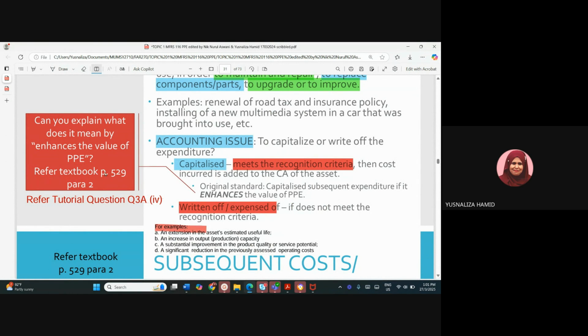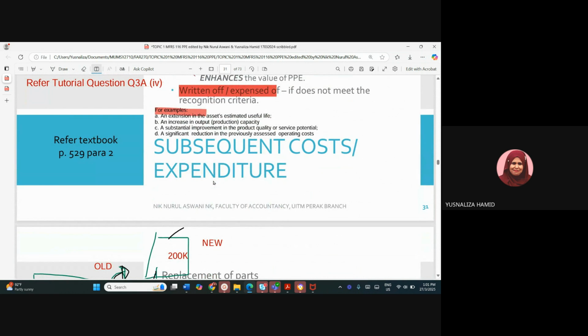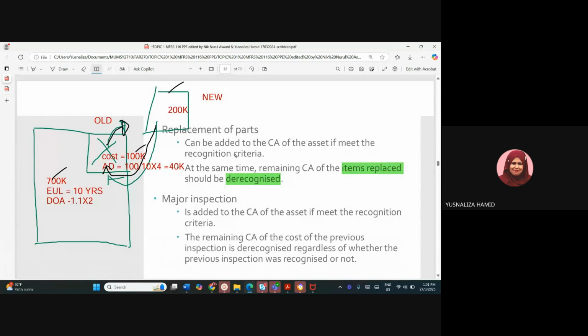Okay, in this session, we are going to show the accounting treatment for replacement of component or replacement of part, which is under the subsequent costs, subsequent expenditure subtopic of MFRS 116. So replacement of parts, if it's a major part and that replacement of component is meeting the recognition criteria, it can be added to the carrying amount of the asset if it meets the recognition criteria.